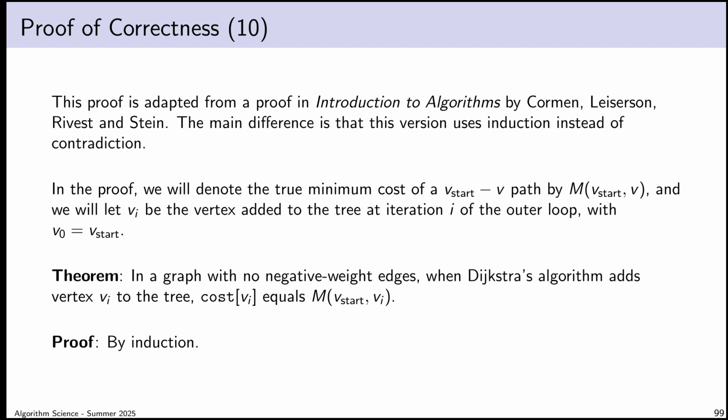And what I'm going to be arguing is if we number the vertices using a numbering corresponding to the order in which they are added to the tree, then when I add vertex Vi to the tree, the cost in the cost array is the true minimum cost of travel to that vertex. Okay, so more on the numbering scheme. Let's let Vi be the vertex added to the tree at iteration i of the outer loop. And let's define that V0, the thing added before the first iteration, is V start. So V0 is the first vertex added to our tree. It is the start vertex.